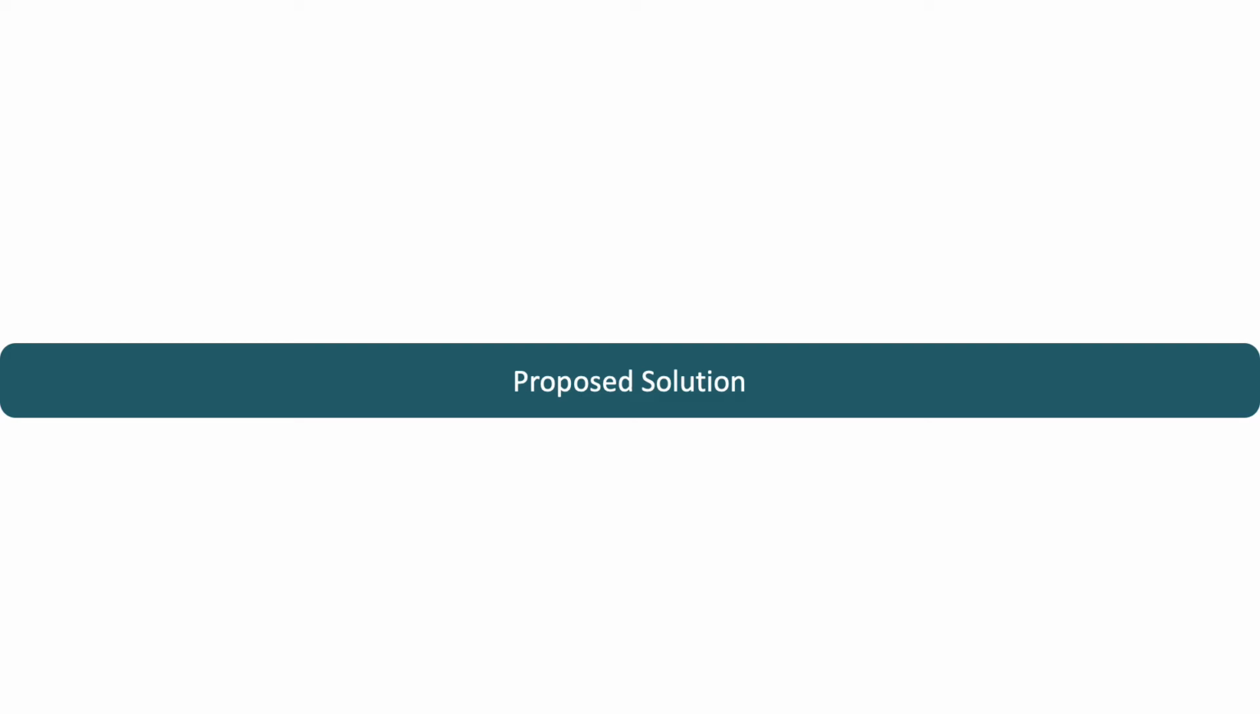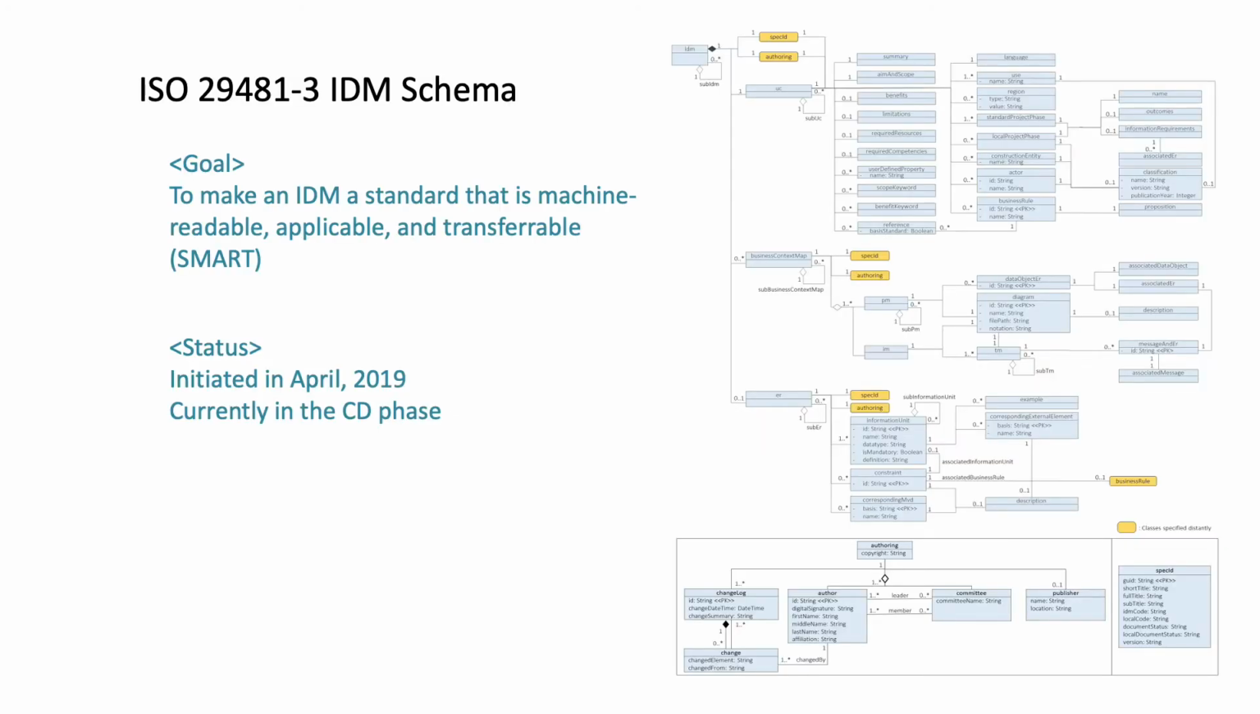Proposed solution. In April 2019, a project to develop an IDM schema was initiated by Building Smart International. The goal was to develop an IDM schema to make an IDM a standard that is machine readable, applicable, and transferable. Currently, it's in the CD phase and is going to be soon in DIS phase of ISO 29481 Part 3.